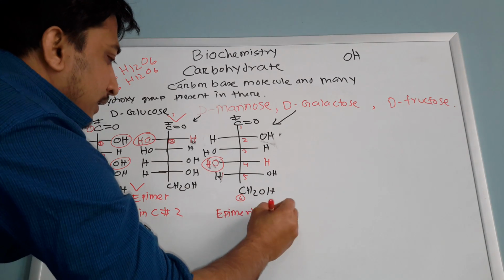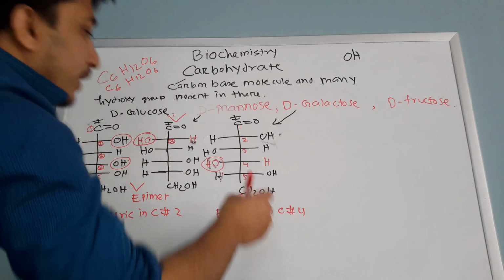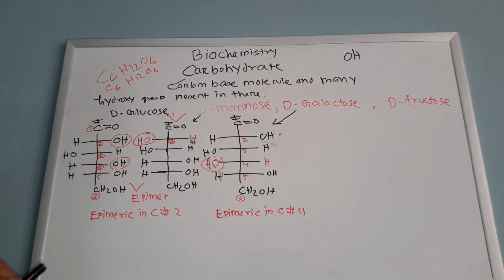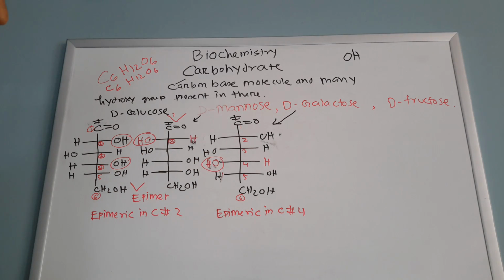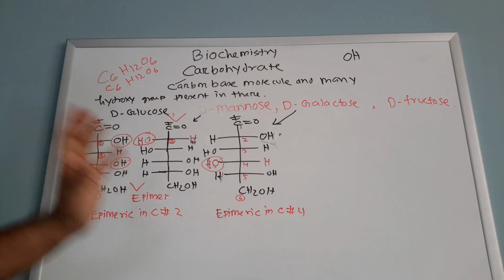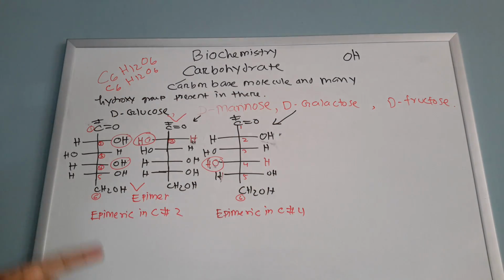in carbon number 4. And those two are what? Epimers. What kind of isomers are they? Epimers. Specifically, the epimeric difference is in carbon number 4 for D-glucose and D-galactose.